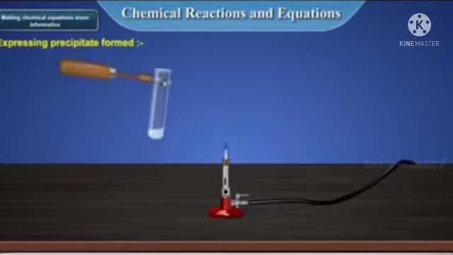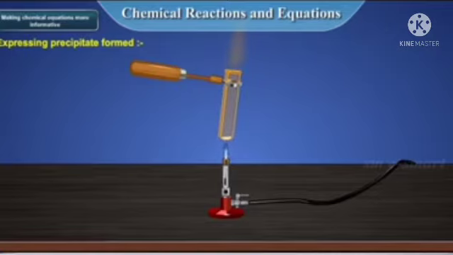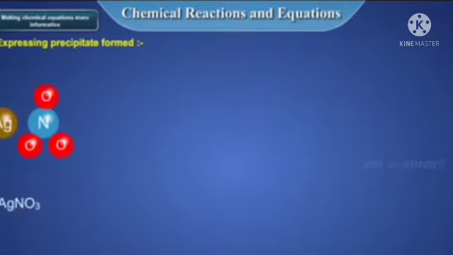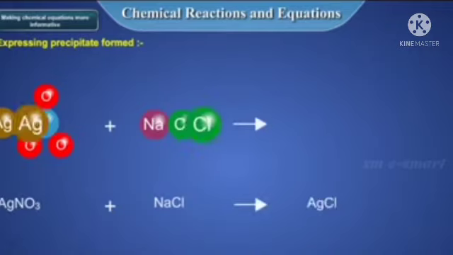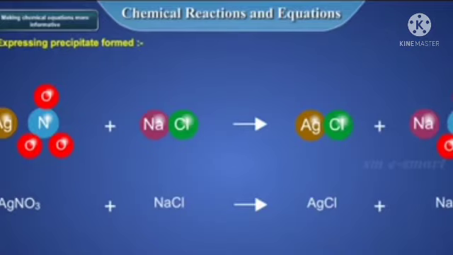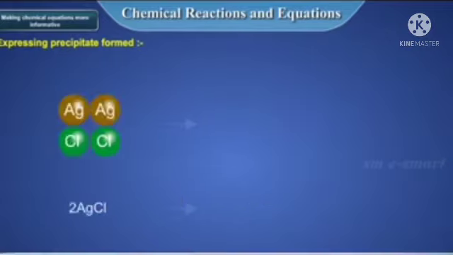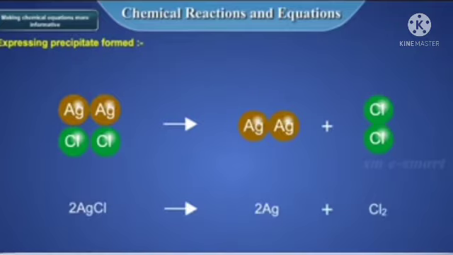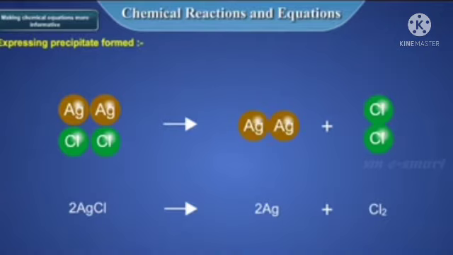Precipitate formed. The precipitate is formed in the reactions AgNO3 silver nitrate plus sodium chloride gives rise to silver chloride plus sodium nitrate. Sometimes the reaction conditions such as temperature, pressure, catalyst, etc. are indicated above or below the arrow mark in the equation.